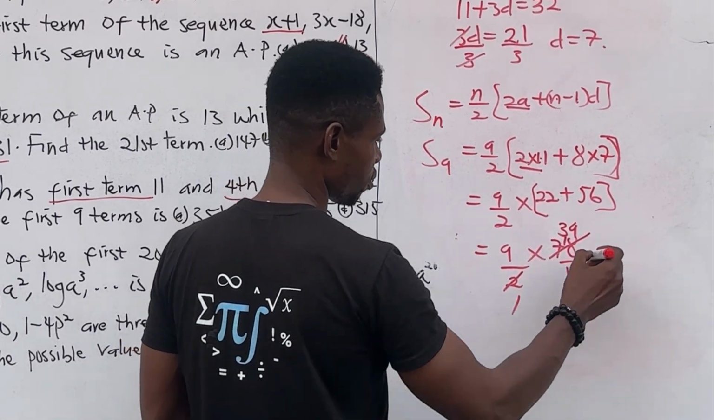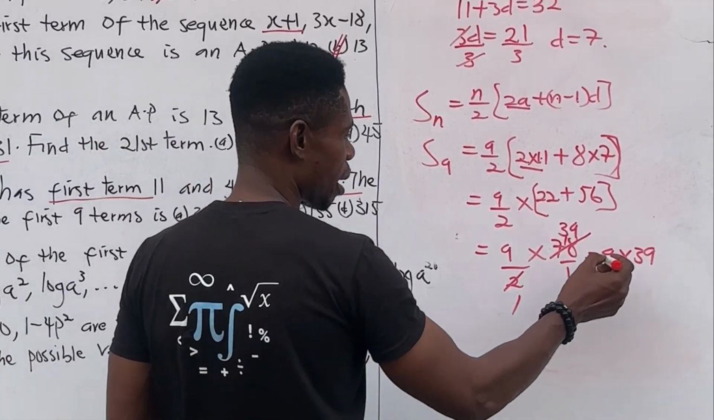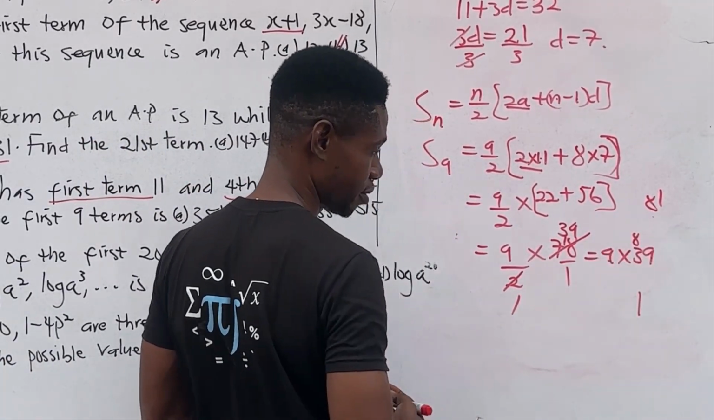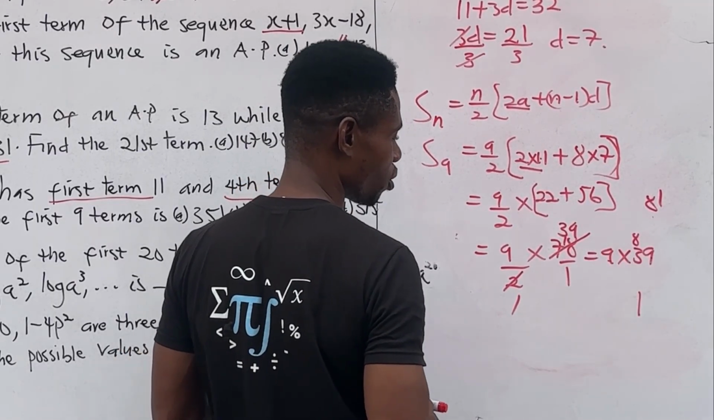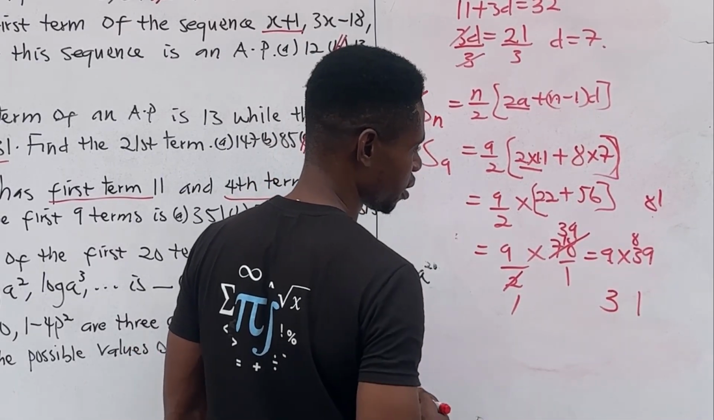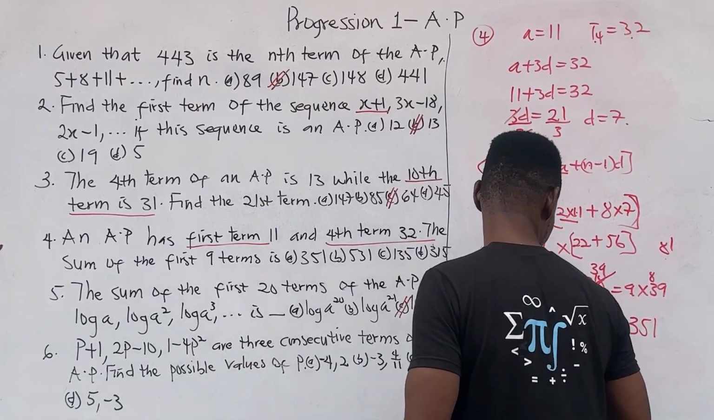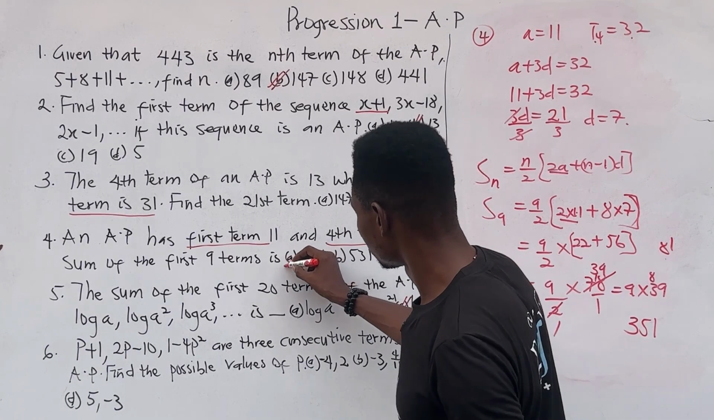So we'll have our 9 multiplied by 39 left. So 9 multiplied by 9 is 81. Write down 1, carry 8. 9 multiplied by 3 is 27. 27 plus 8, that's 35. Okay, it means our answer will be 351, and that will be option A.